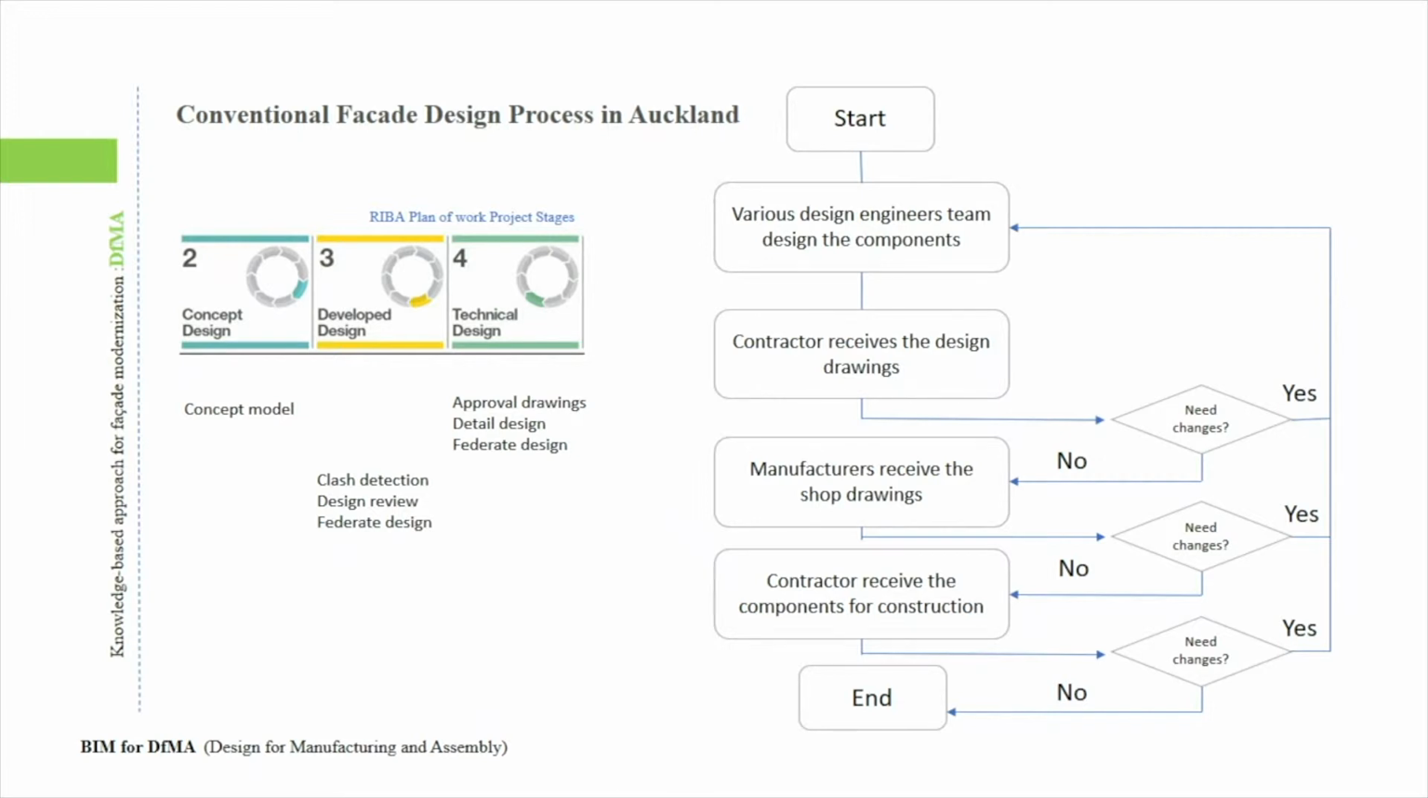The contractor evaluates the fabrication drawing, design drawing. If any design changes are needed, they will return the drawing to the original engineering company. If not, they will pass it to the manufacturer to go for the manufacturing of components and products. The manufacturer further evaluates these drawings. If any changes are needed, they will return the drawing to the original company. If not, they will proceed to the production.